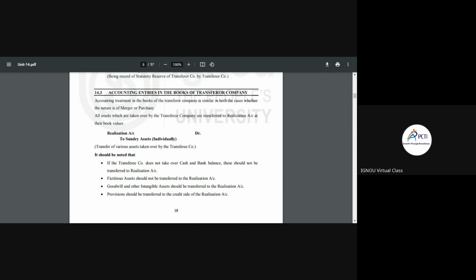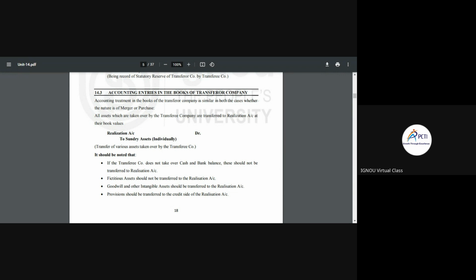Now all the assets which are taken over by the transferee company are transferred to the realization account at their book values. Book value means the amount which is shown in the balance sheet is the same as the amount which we are showing in the entry. Means the assets which are actually amounted in the present time, that will be known as the book value amount. So the entry will be passed: realization account debit to sundry assets individually.